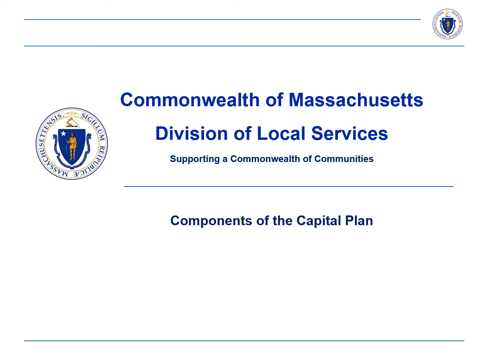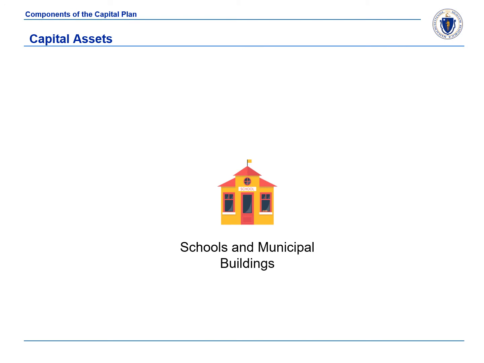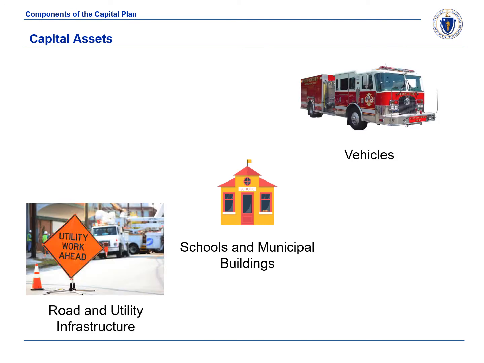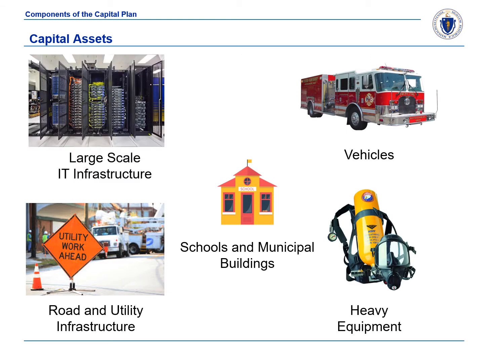Welcome. This presentation will review the components that make up a municipality's capital plan and capital budget process. Capital planning involves caring for a community's capital assets. Capital assets include buildings, vehicles, roads, utility infrastructure, heavy equipment, and large-scale IT infrastructure. Capital assets do not include salaries or operating expenses.